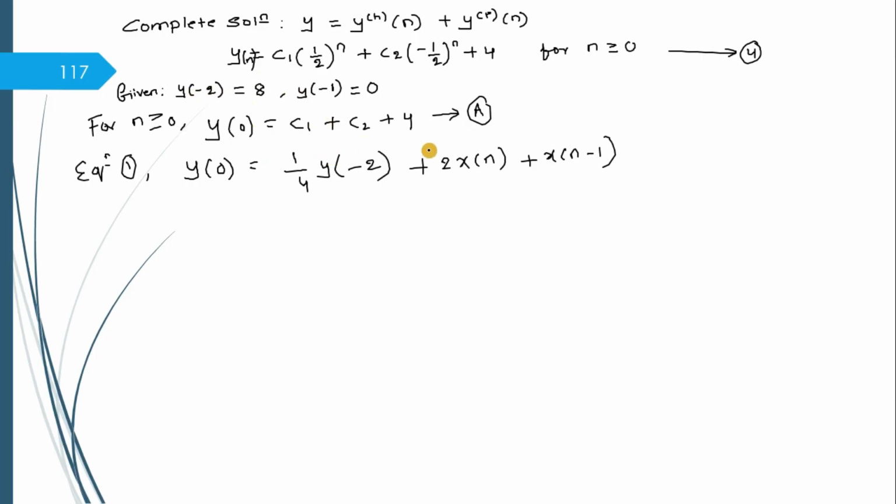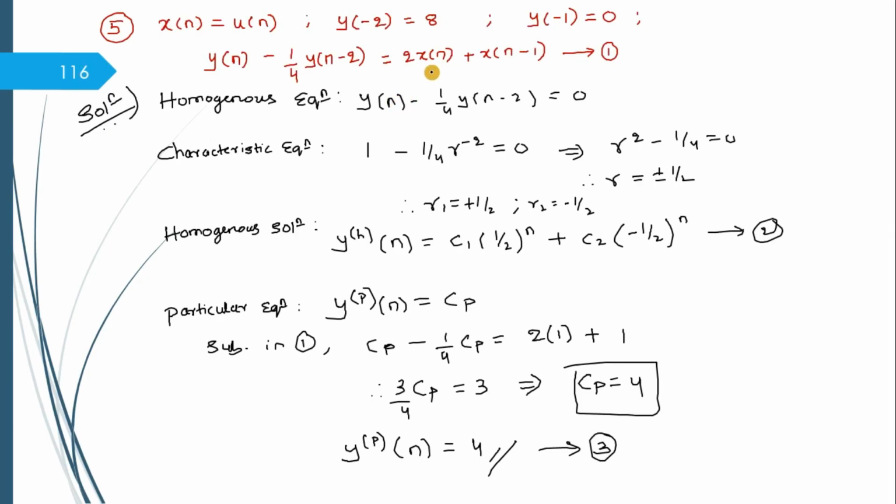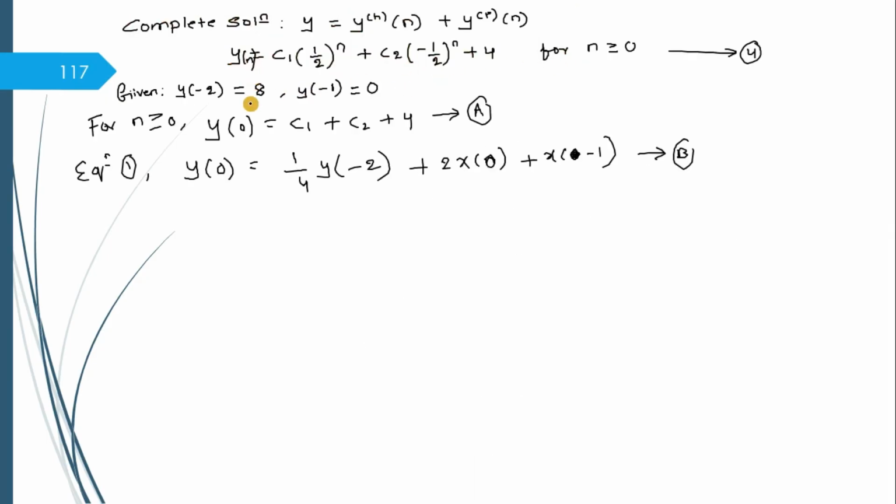So here what you are supposed to do is, we are supplying n equal to 0. So here I supply 0. This is x of 0. 0 minus 1 is just x of minus 1. Now I compare these two things. This is a solution. This is a system equation. For both the things I supplied y of 0. So one equation got me C1 plus C2 plus 4. Other equation got me this one. Both are y of 0.